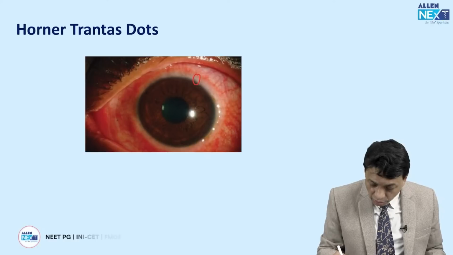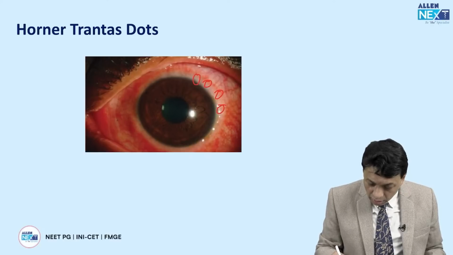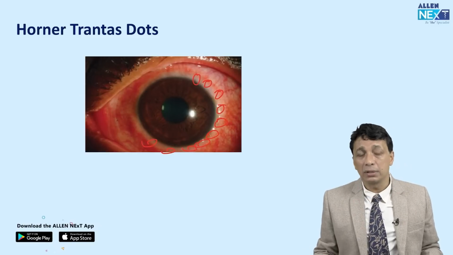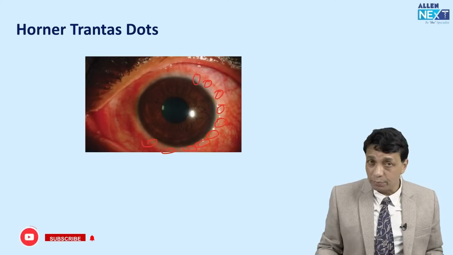Look at these whitish dots on the limbus here. These are Horner-Trantas dots, and they tell you that you have vernal keratoconjunctivitis. These are collections of eosinophils.